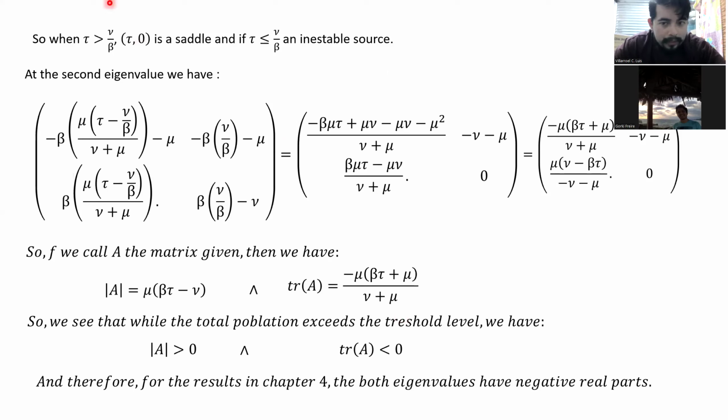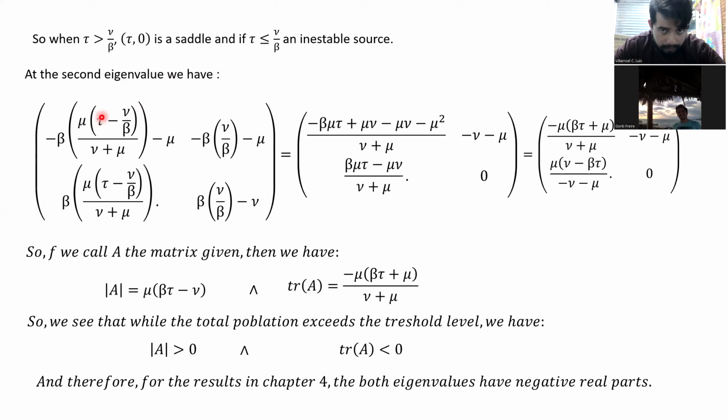Well, so when tau is greater than b over beta, the point (tau, 0) is a saddle, and if tau is less or equal than b over beta, an unstable source. And if we consider the second eigenvalue, we have this matrix.